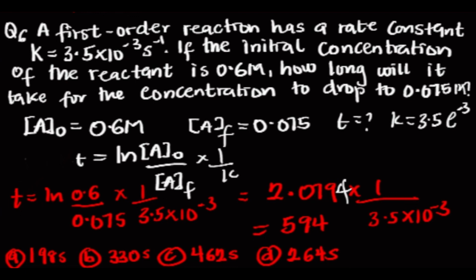Let me do it directly. We have 2.0794 divided by 3.5 multiplied by 10 raised to the power of minus 3. So the answer we have here is 594, and that shows that the options here are wrong. The answer is 594, and it is 594 seconds since we are asked to calculate for time.